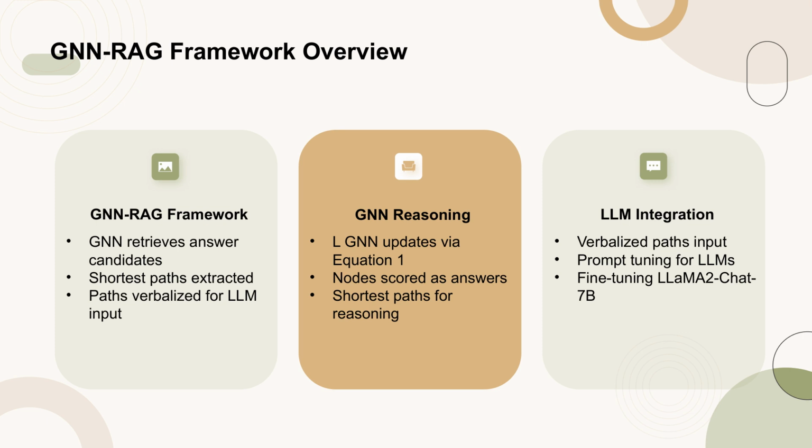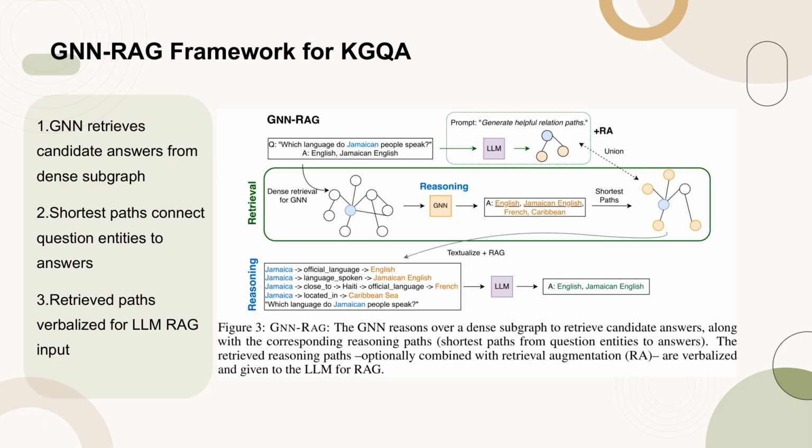The LLM, such as Llama 2 Chat 7b, is fine-tuned using prompt tuning techniques to generate accurate answers based on the reasoning paths provided. Figure 3 illustrates the GNN-RAG framework, which combines the strengths of GNNs and LLMs for knowledge graph question answering, KGQA. The GNN processes a dense subgraph to identify potential answers and the shortest paths connecting the question entities to these answers.